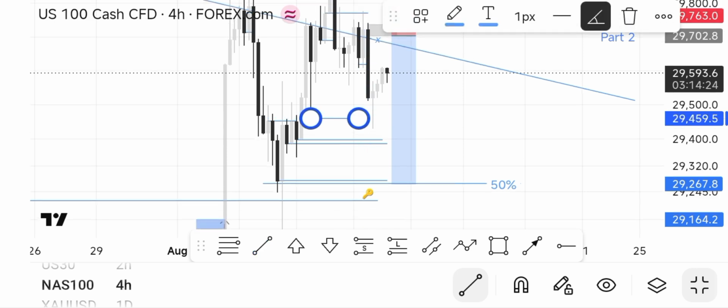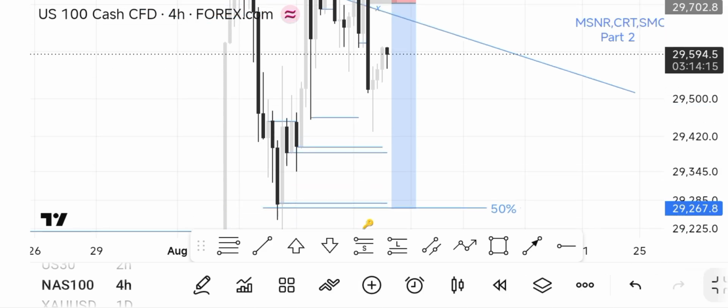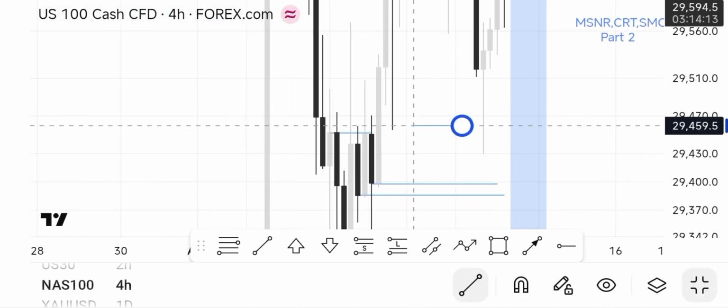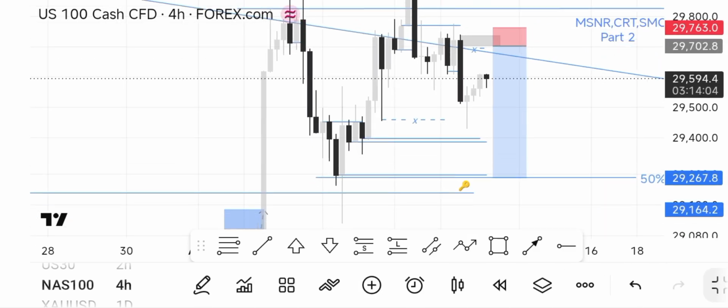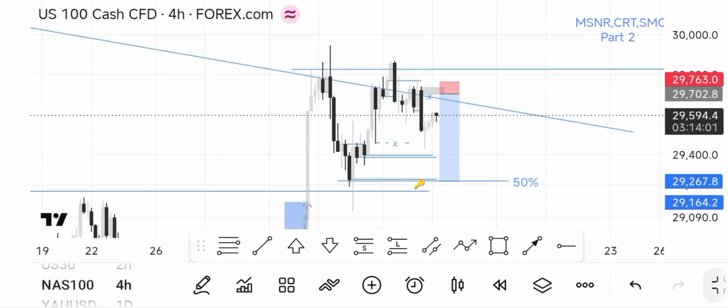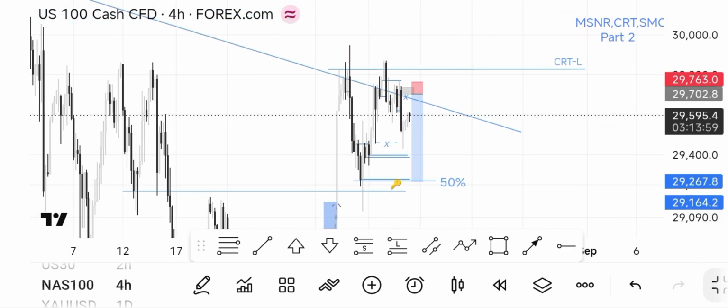Normally I don't use this SBR, or what they call the breakup block. And here is where my liquidity has been found. So I came and found this.